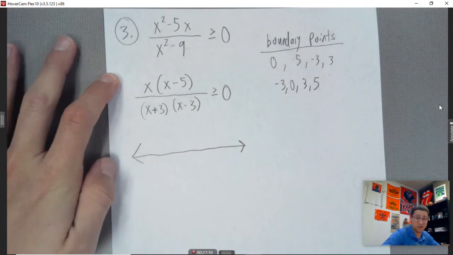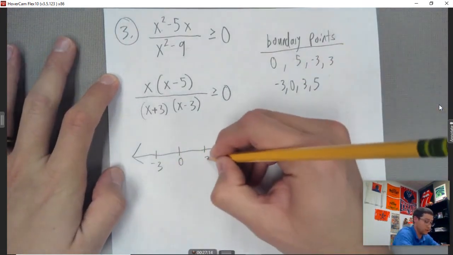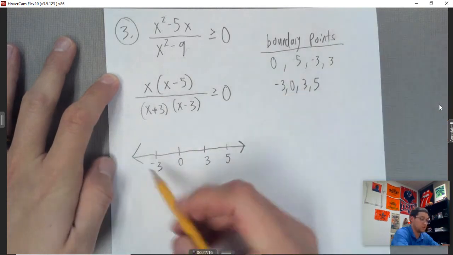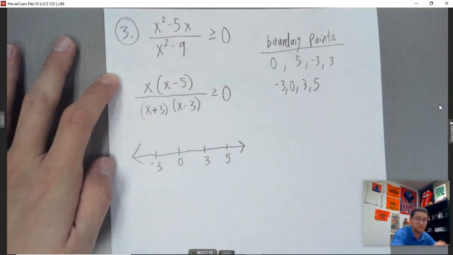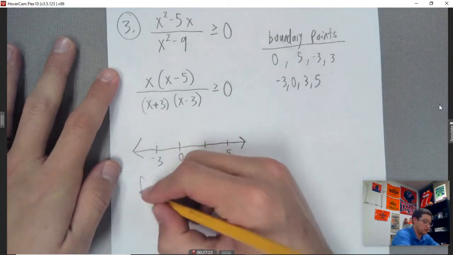Okay, we've got a lot of sections here. Just something to keep in mind. So anyways, -3, 0, 3, 5. So you end up with 1, 2, 3, 4, 5 sections that we need to test. All right, and let's go ahead and do it.